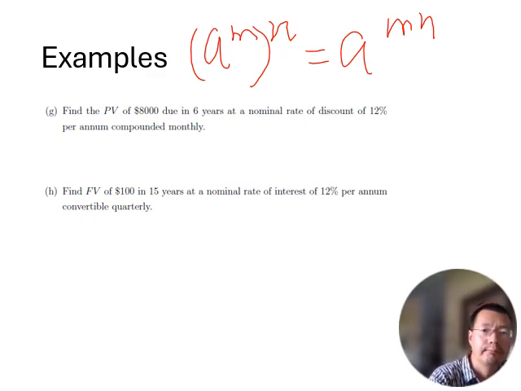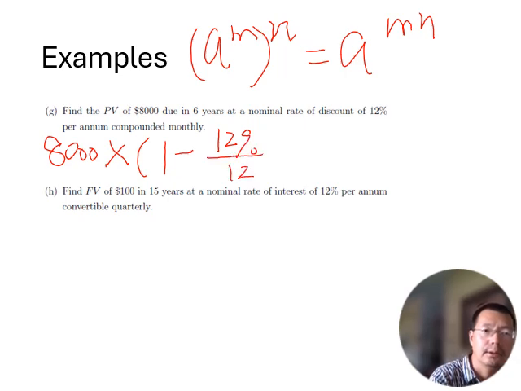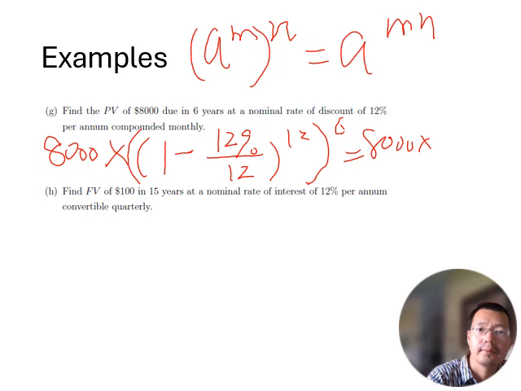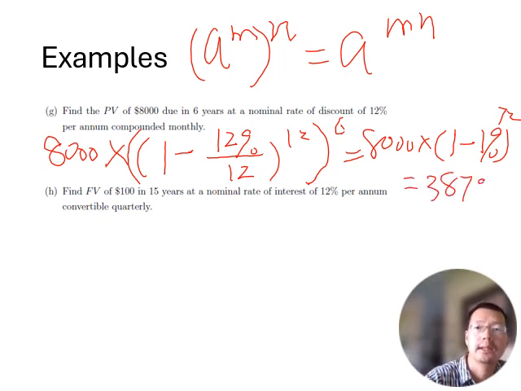So in this example, 8,000 due in 6 years and the nominal discount is 12% monthly. So it's 1 minus 12% because it's monthly divided by 12. If you raise it to the power 12, this is just 1 year's rate, then because it says 6 years, I would have another power of 6. So it's equal to 8,000 times 1 minus 1% to the 72. Okay, you will get an answer of 3879.9.